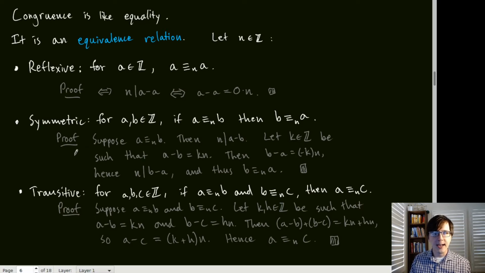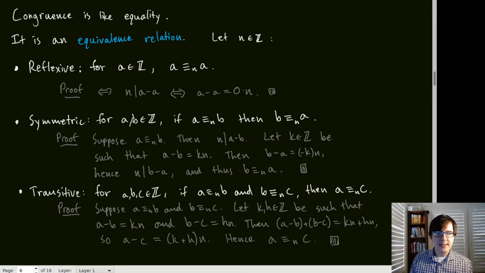So let's see why congruence is an equivalence relation. First, reflexivity. If you have an integer, then that integer is congruent to itself mod n. This is easy to check. A congruent to A mod n is by definition that n divides A minus A, but A minus A is 0, so it's 0 times n. And so the definition of divisibility obviously holds with k equals 0.